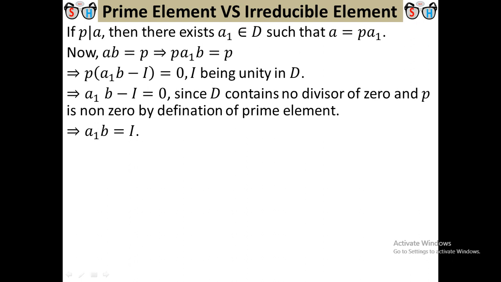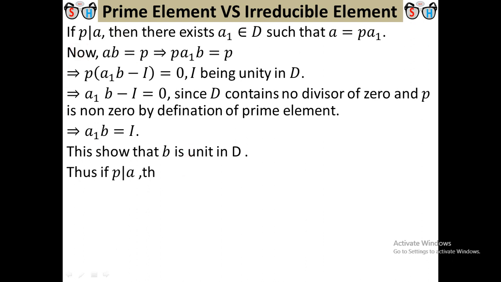Therefore A1B equals I. Here B is non-zero because P is non-zero; if B is 0, then A times 0 must be 0, and therefore P would be 0. So B is non-zero. Since B is non-zero and we get an element A1 such that A1 times B equals I, therefore B is a unit in D. Thus, if P divides A, then B is a unit in D.